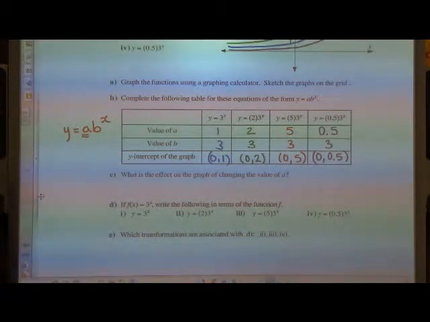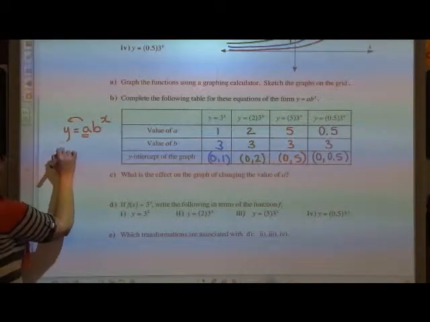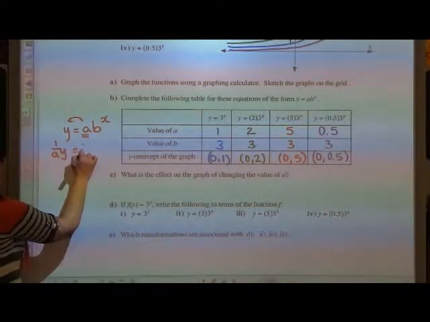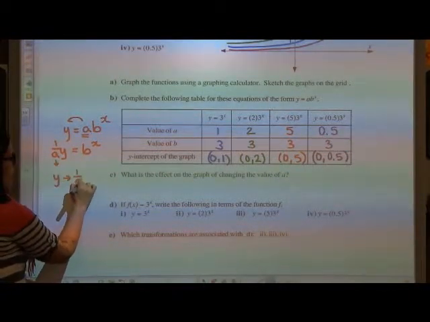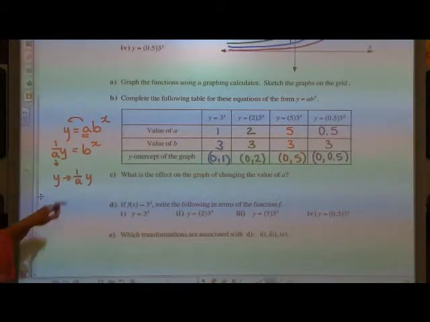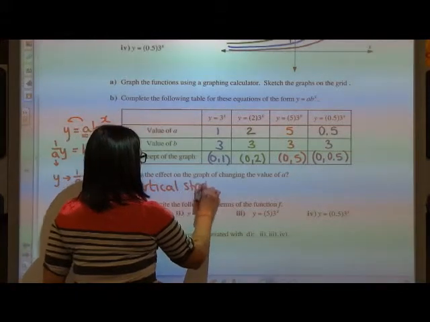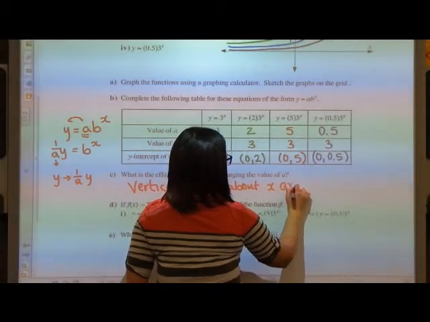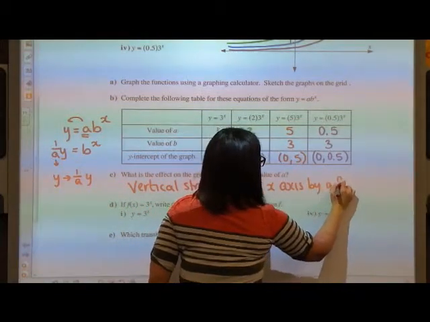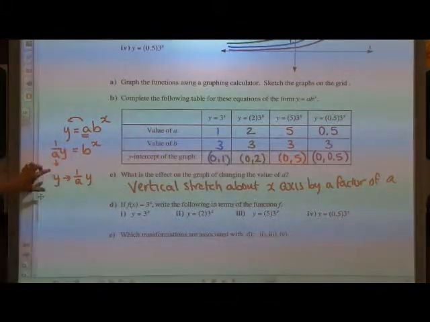Well, what was a doing to the graph? A was actually a replacement. It was over on this side of the graph, which means that I have y being replaced with 1 over a times y. This is a vertical stretch about the x-axis by a factor of a, because it's the reciprocal of the replacement value.